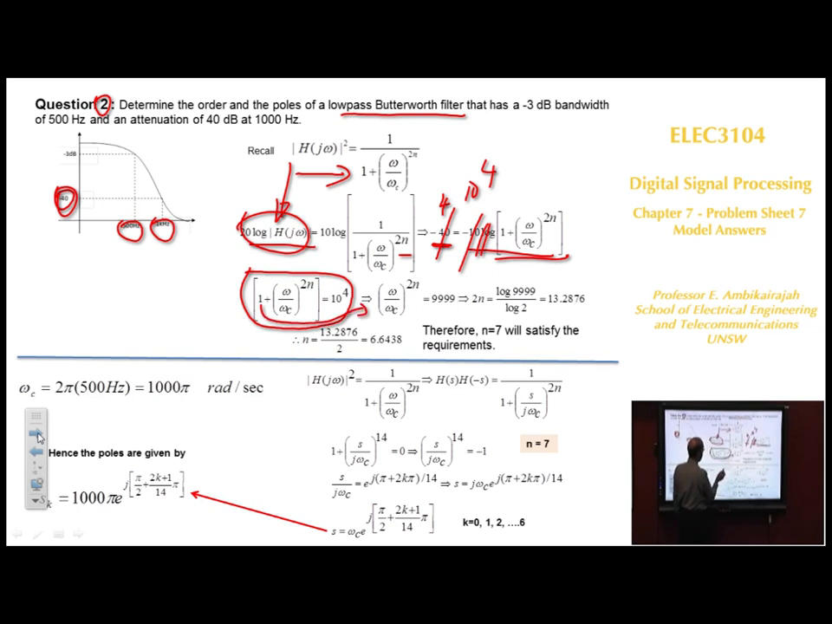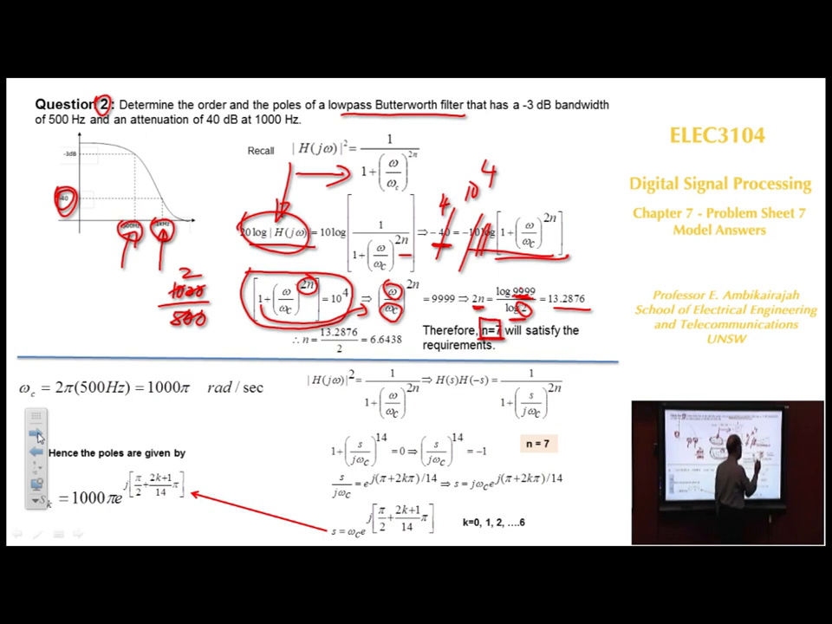Now bring this one to that side, and then you find 2n by taking the log. So you get 2n equals log 9999 divided by log 2. From that, you substitute omega c is 500 Hertz and omega is 1 kilohertz, as we did before, correct? And then you get 2n is equal to this over this, which gives you 13. Therefore, if you divide that by 2, you will get n equal to 7. When you divide this 1000 over 500, you get 2, and that's the 2 coming here as a log 2 there. So it's n equals 7.